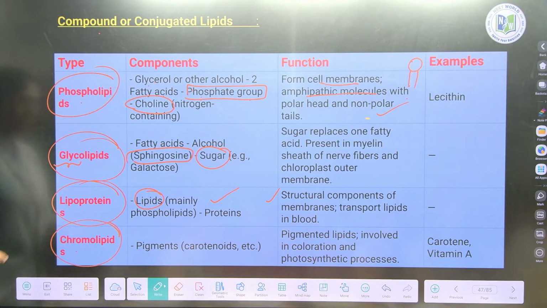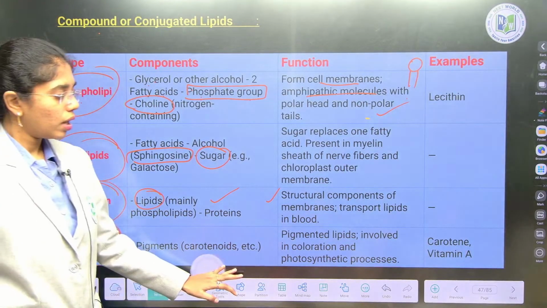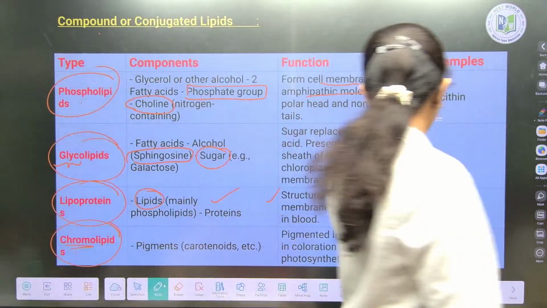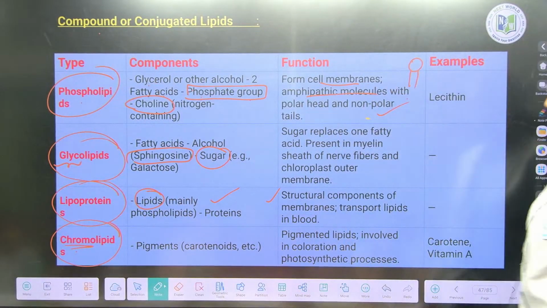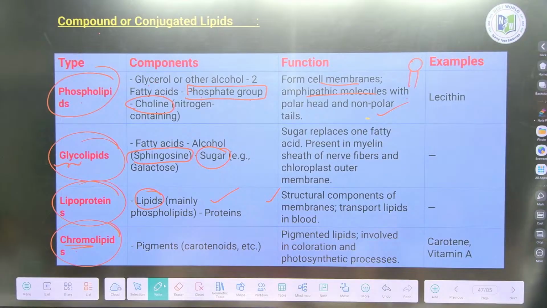Next, chromolipids. The name itself is saying it has pigments like carotenoids, etc. These are pigmented lipids. They are involved in coloration and photosynthetic processes as well. Examples include keratin and vitamin A. Understood? Yeah, these are about conjugated lipids. Have an eye on it for 2 minutes and then we will move on to enzymes.